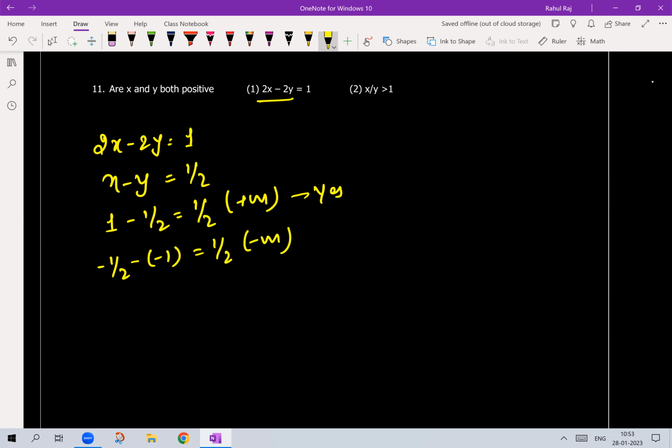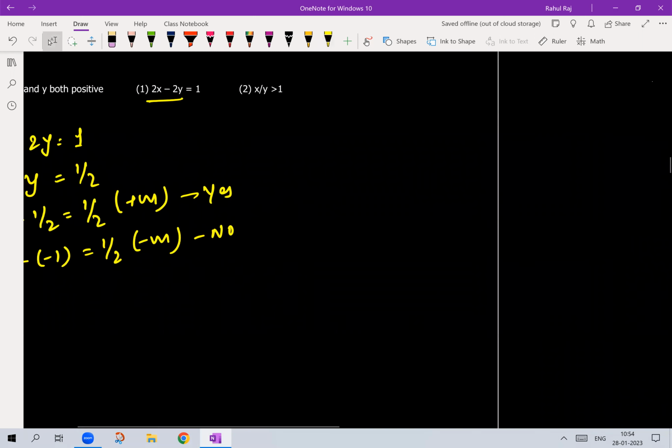I have a yes situation. I have a no situation. Agreed? Any doubt? Now come down to statement number 2. It says X over Y is greater than 1. A fraction greater than 1 means X over Y is a positive number. It simply means X and Y are of the same sign, but it comes with some cases when it is greater than 1.